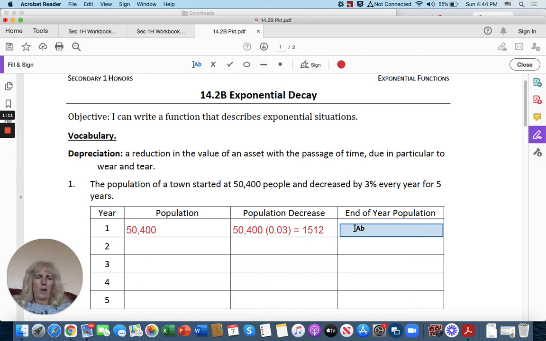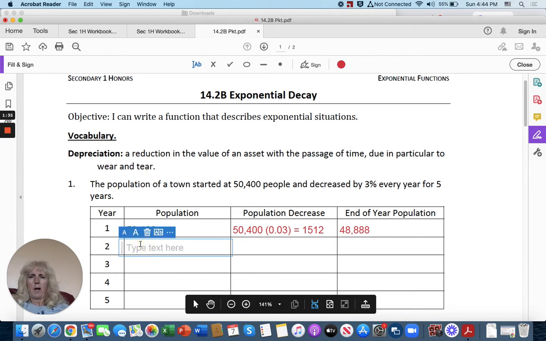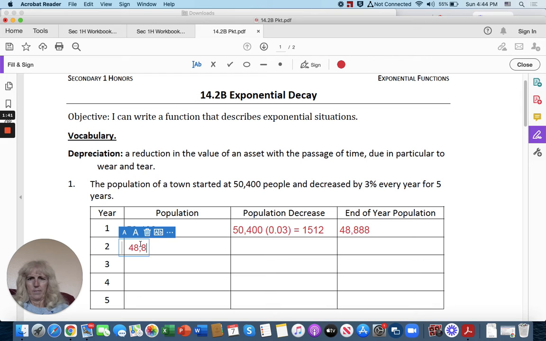Okay, so by the end of the year population, we get our handy dandy calculator, 50,400, and we subtract 1512. And again, this is just an estimate, but you should have 48,888. So that's at the end of year one. So year two, the population is going to be 48,888. And again, it's going to decrease by 0.03. That's how you could write 3%.